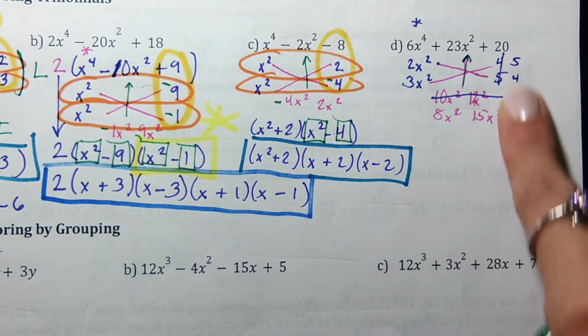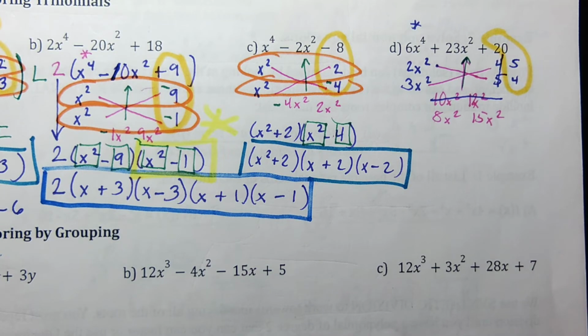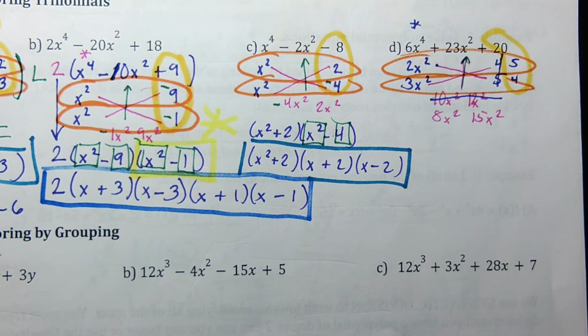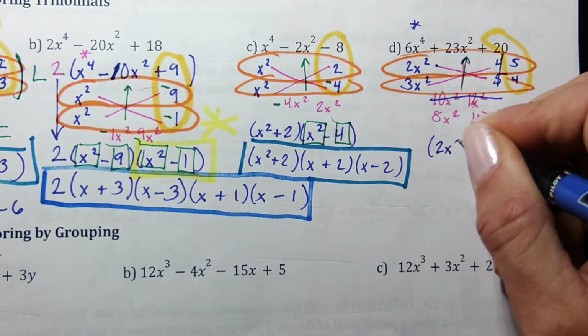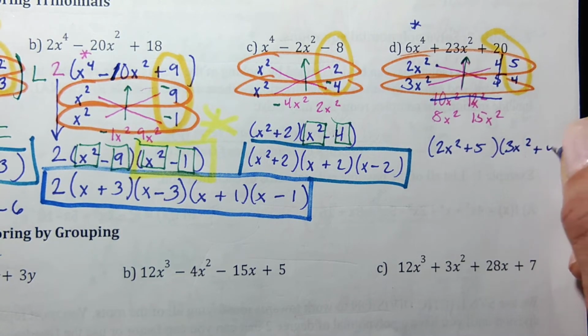And that means these signs are going to stay. And do they give me the sign of positive 20? Sure do. So then the 2x gets paired with the 5. The 3x gets paired with the 4. So 2x squared plus 5 and 3x squared plus 4.